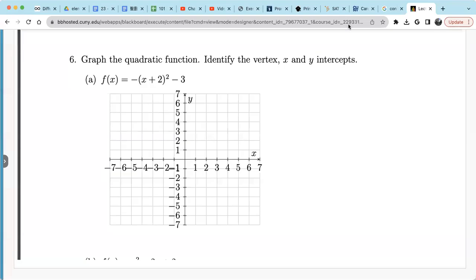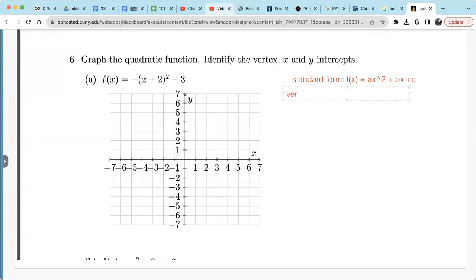We're going to graph quadratic functions. Quadratic functions have three terms, have three forms. One is called standard form: f of x equals ax squared plus bx plus constant c.